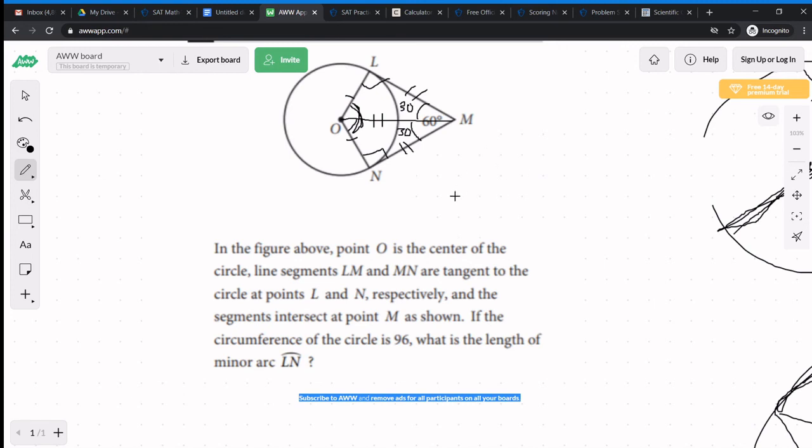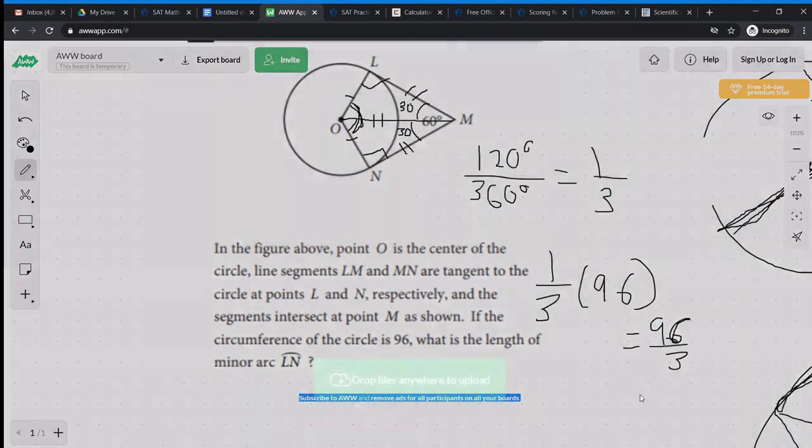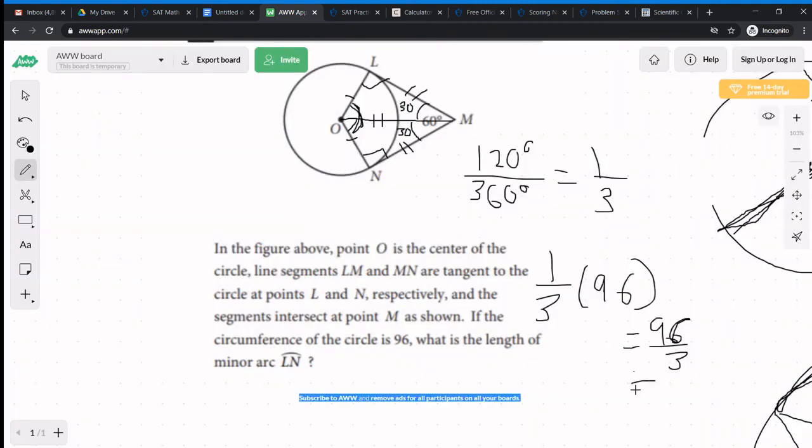So because it is 120 degrees, if we divide that by the 360 degrees there is in the total circle, we'll see that this section is 1/3 of the total circle. That means this arc will have 1/3 of the total circumference of the entire circle. So you multiply 96 by 1/3, we get 96 over 3, and that is our answer. Oh, and that simplifies to 32.